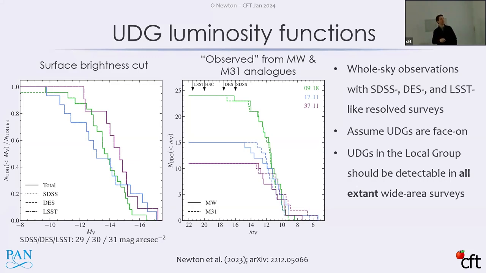And again, we find that we generally are able to recover the entire population in basically all of the simulations with different apparent magnitude cuts. There's one key assumption in this, that all the UDGs are face on, which isn't necessarily true in practice. And of course, this is a very crude way of doing these checks. But in principle, as a first conclusion, we're showing that we should be able to detect all of the UDGs in extant surveys, in wide area surveys that have already been carried out.